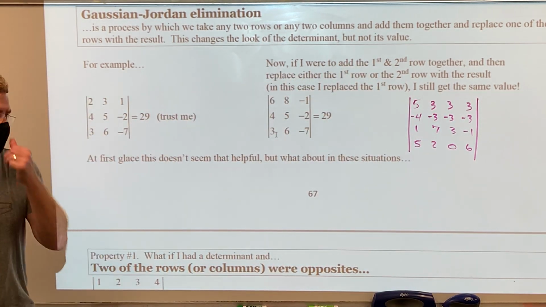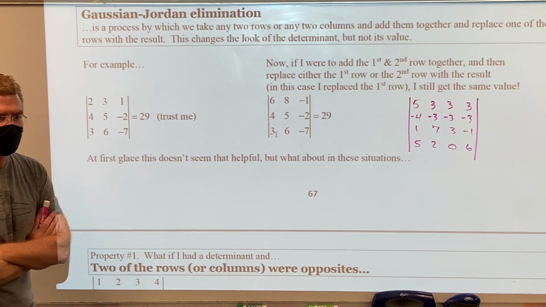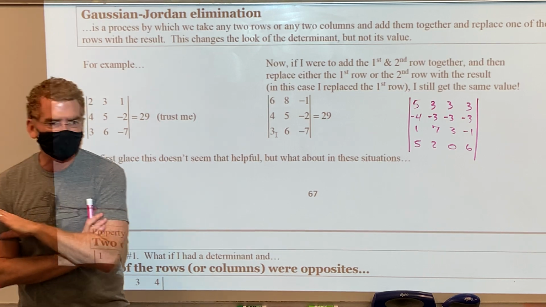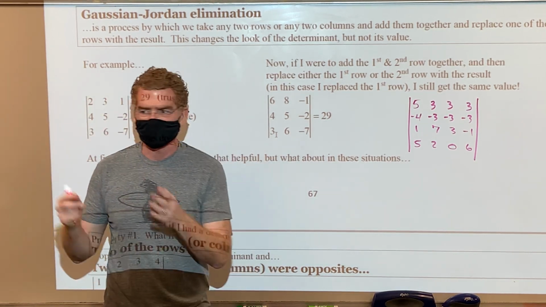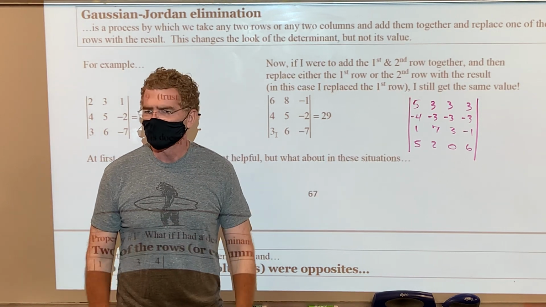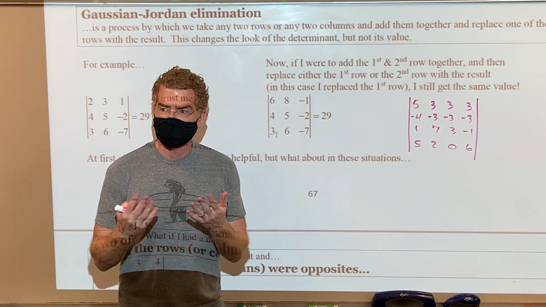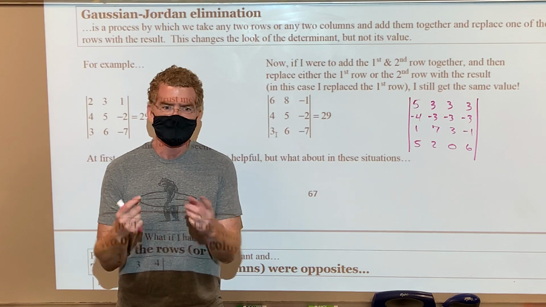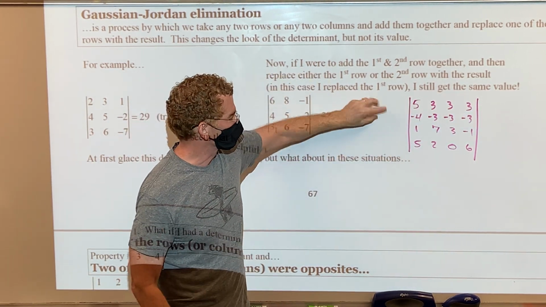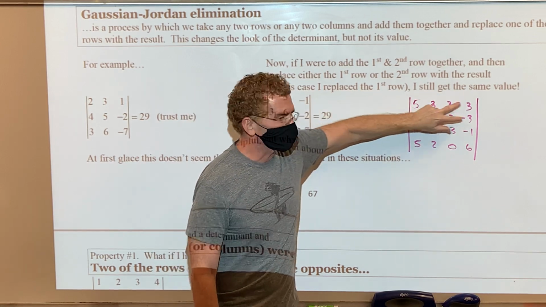Now, who wants to do a 4x4? What did we find out yesterday? When I go to do a 4x4, if I expand by a row, I end up having 4 what? 3x3s. That's a lot of work. But wait, what if I used Gauss-Jordan elimination? Basically, picked these 2 rows and added them together. What do I get? 1, 0, 0, 0.